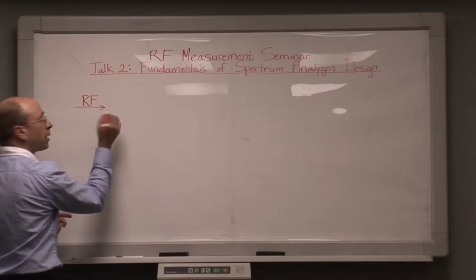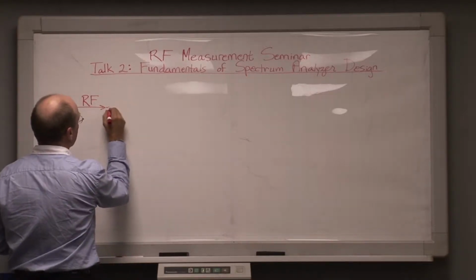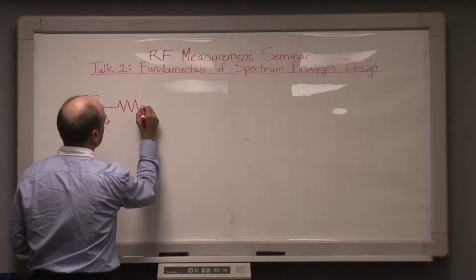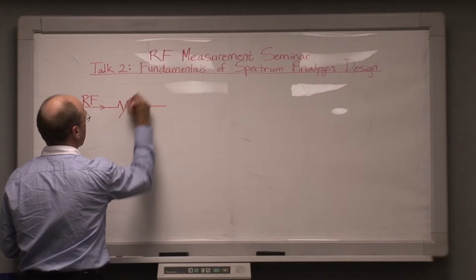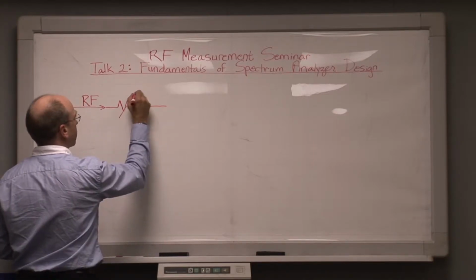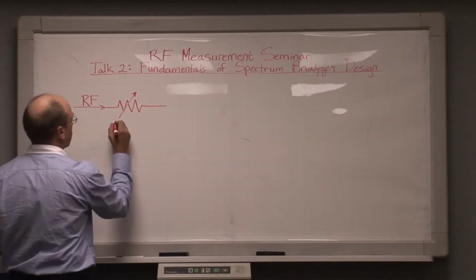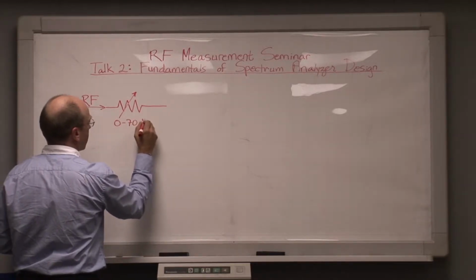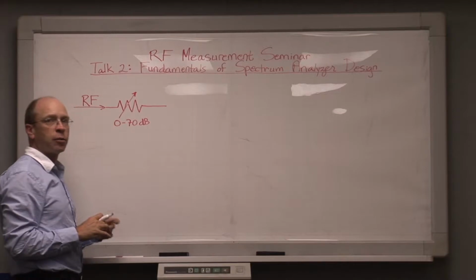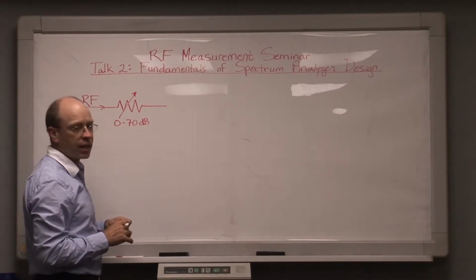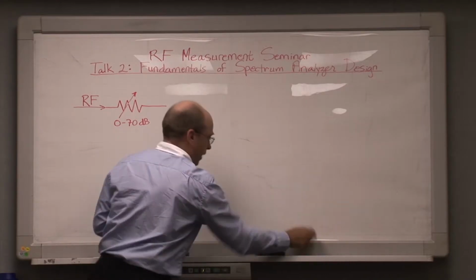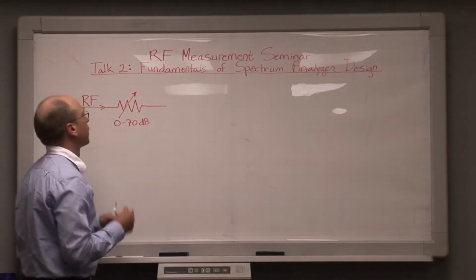With that said, every spectrum analyzer starts with an RF input that we'll draw this way, RF. And then, at the RF input, we have a variable RF attenuator that we'll draw like this. The RF attenuator is usually adjustable for values that can run anywhere from 0 dB of input attenuation to 70 dB of RF input attenuation.